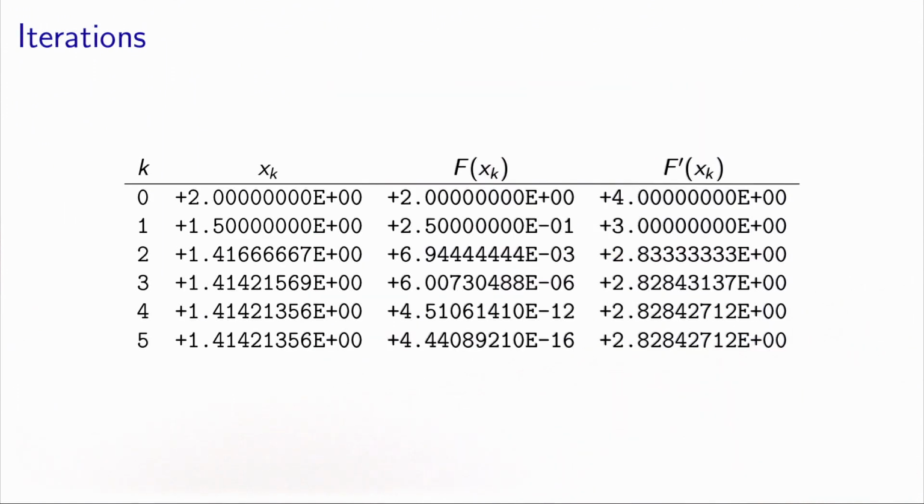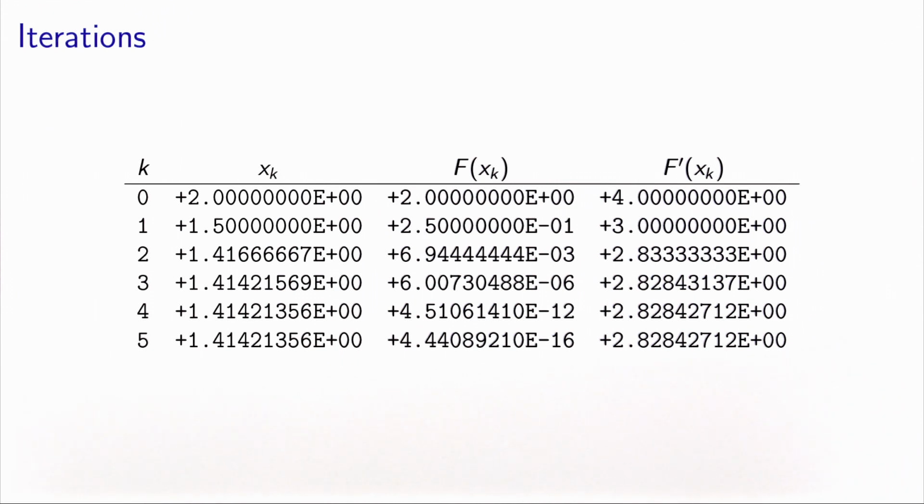If you look at the iterates, we provide here a table with the first 5 iterates, where the first column reports the iteration number, the second column provides the value of x, the third one the value of f of x, and the last one the value of the derivative, which is the slope of the tangent. As you can see from this column, the value of f of x goes down to something which is very close to 0. The machine precision of a computer is usually 10 to the minus 16. So we have reached the machine precision here.